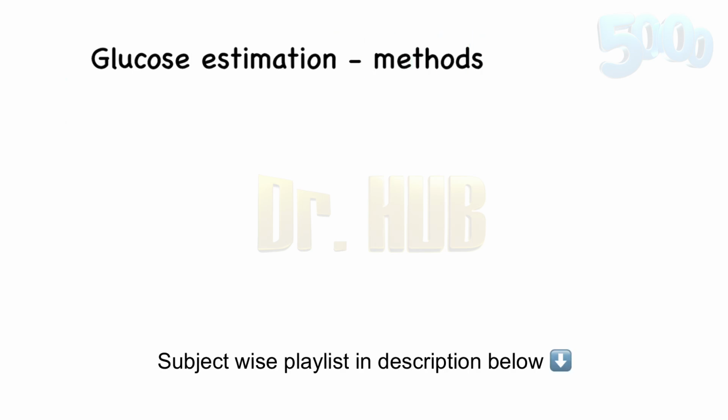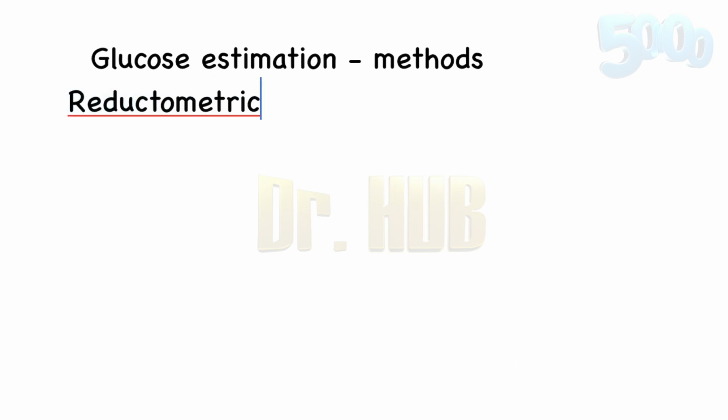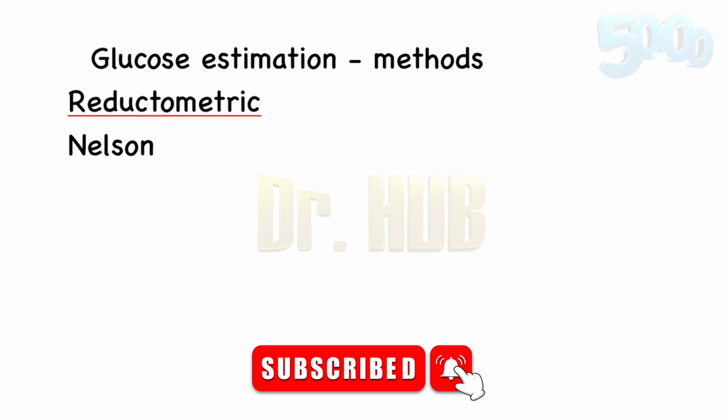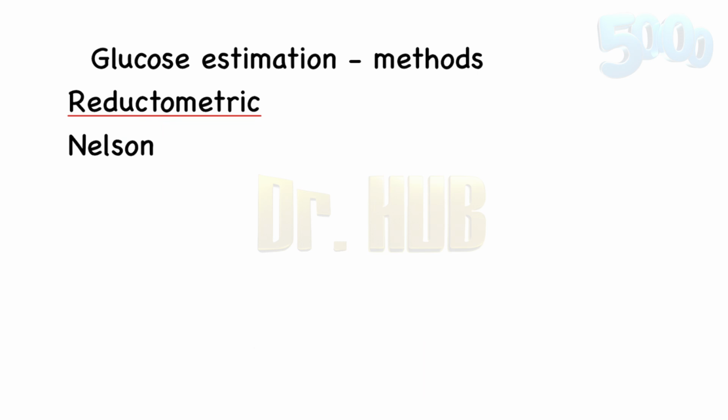Let's look into the glucose estimation. So under glucose estimation, we look at the methods. So what are the methods? The first one is the reductometric. So what is meant by the reductometric? Reductometric means the Nelson-Somogyi method. So it includes a Nelson-Somogyi method.